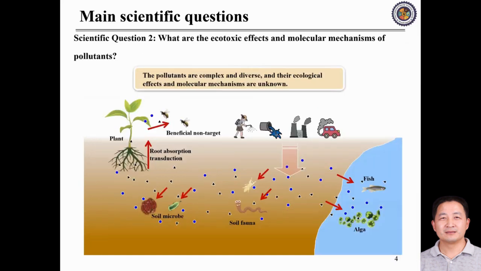The second key scientific issue is that pollutants are complex and diverse, and their ecological effects and molecular mechanisms are unknown. For example, ecotoxic effects on plants, soil fungi, soil microbes, fish, and algae. What are the ecotoxic effects and molecular mechanisms of pollution?